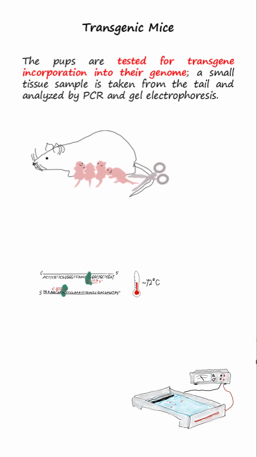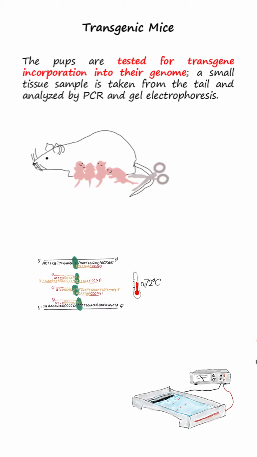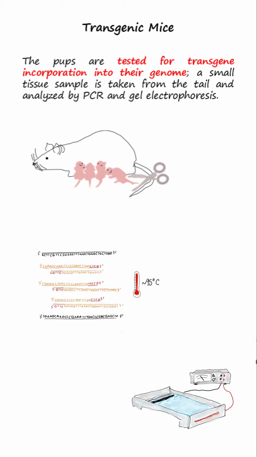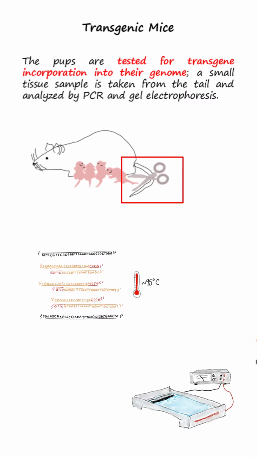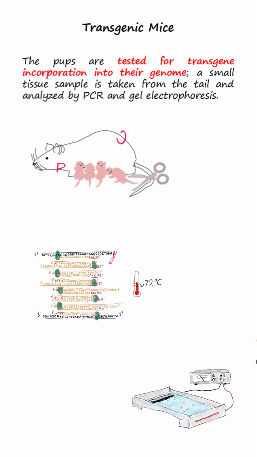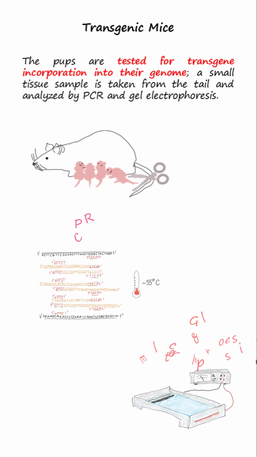The pups subsequently born are tested to see which, if any, have the transgene incorporated into their genome by taking a small tissue sample from the tail and analyzing it with PCR and gel electrophoresis.